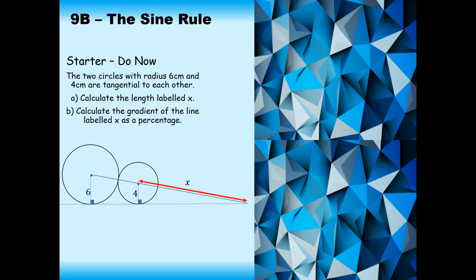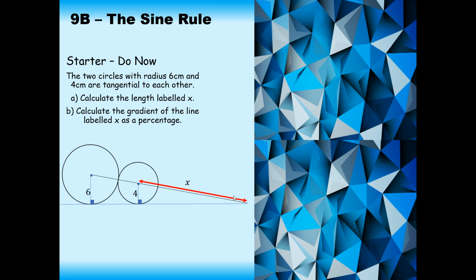In this video, we'll be looking at the sine rule. We've already worked out when to use it, so this shouldn't be a hard lecture at all. It should be short and easy. But for starters, I would ask you to solve this problem, where you've got two circles tangent to each other, and you've been given the radiuses of each circle, and you have to figure out what that distance x is. So pause the video, have a go, and then play the video and watch the rest.